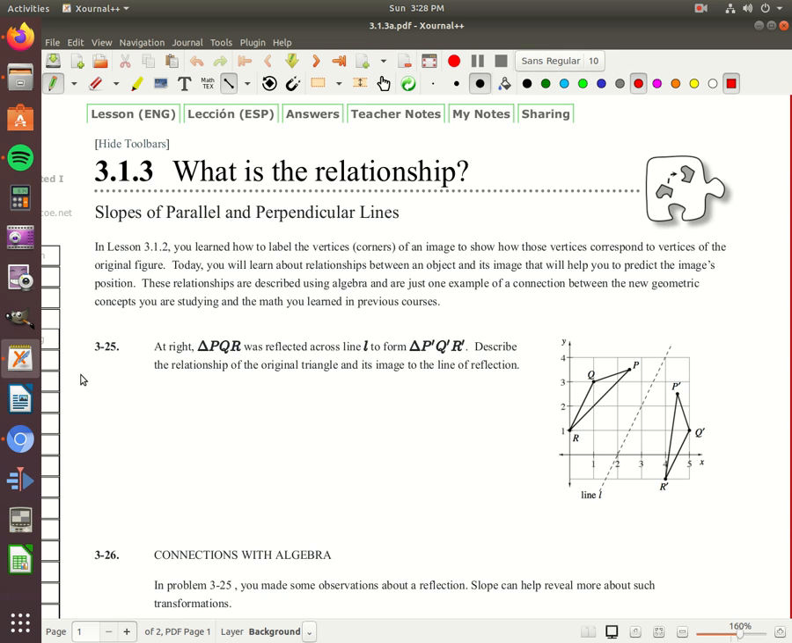Definitely one worth remembering: slopes of parallel and perpendicular lines. You're going to deal with this stuff a lot if you continue with math for the next several years.